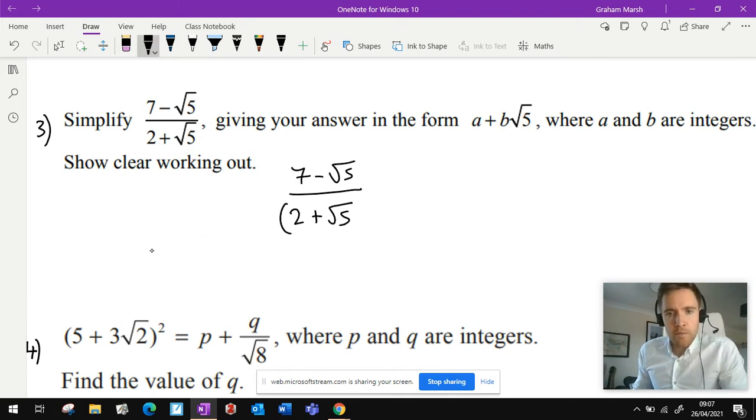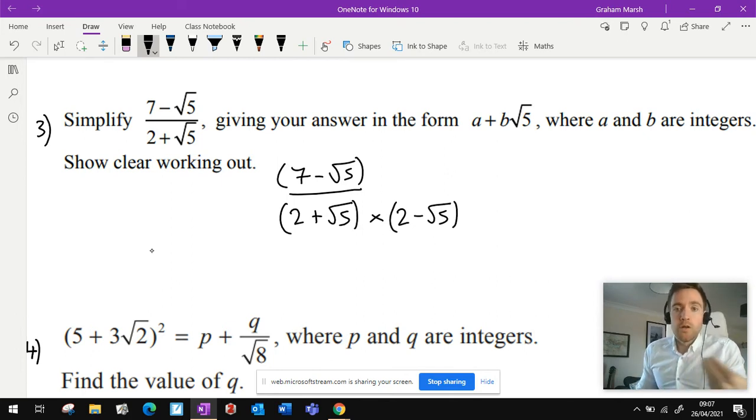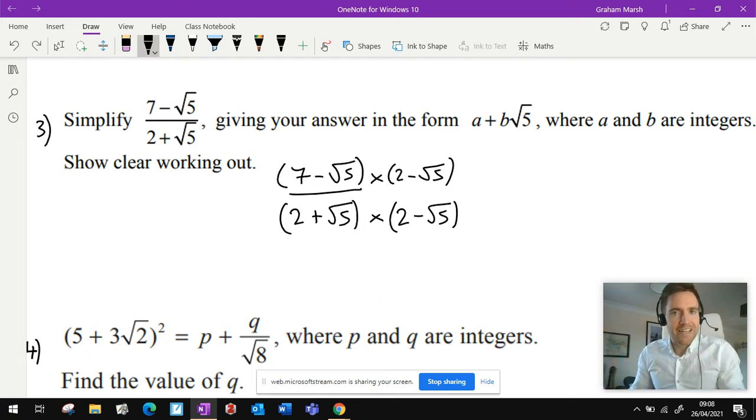Instead, the method is to remember that these are both in brackets and to multiply by something called the conjugate, which is the same expression but with the sign reversed. So if it is 2 plus root 5, you're going to multiply by 2, subtract root 5. If it was already subtract, you'd multiply by the positive version. On the top, you multiply by the same thing. So it's 2 subtract root 5. You've got to multiply the top and the bottom by the same thing. Otherwise, you've changed the value of the surd.